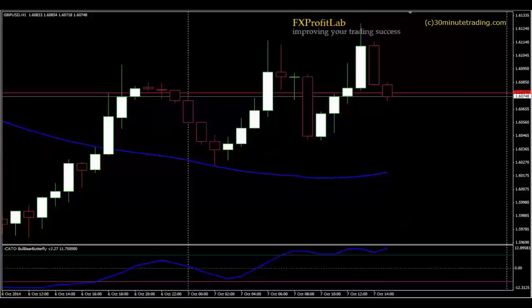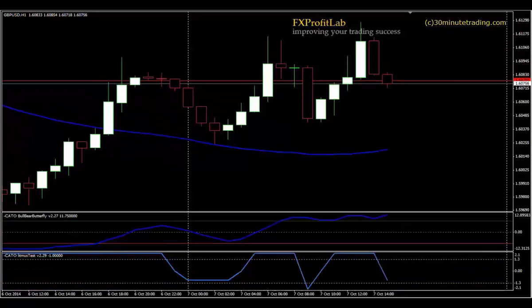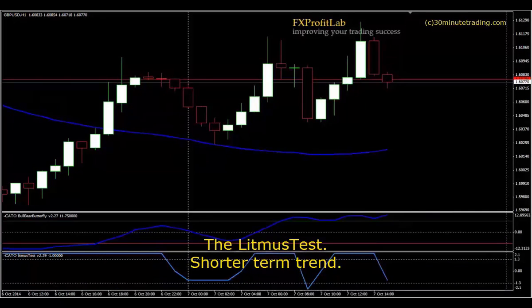So here we are back at the pound-dollar chart that we were just looking at, and we're currently on the 1 hour chart. For the purposes of the exercise, it doesn't really matter much which chart we're looking at. So we'll go with this. Now then, I'm going to add the litmus test on, so it's the Cato litmus test. So here we go, I'm going to add this on now. And you can see that I've added this indicator down here, the Cato litmus test.